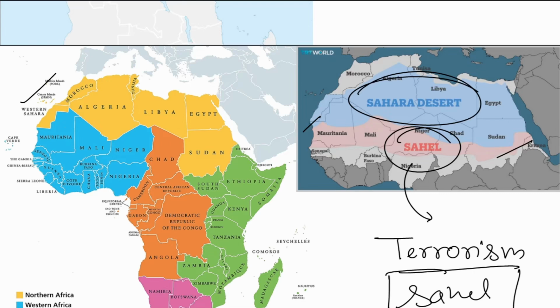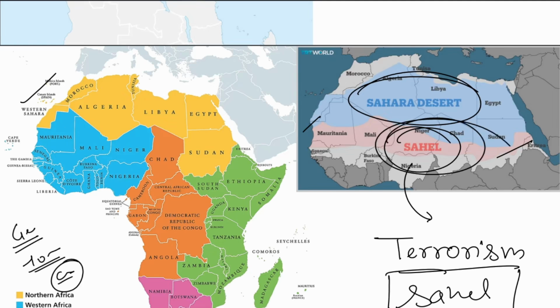This is the Sahara Desert, and this is the factor because of which countries can be divided into various regions based upon their geography, based upon their topography, based upon their current happenings. So these are the various different regions. This is the Sahel region, and Sudan is a part of the Sahel region. Here you can see Sudan. So please remember this.